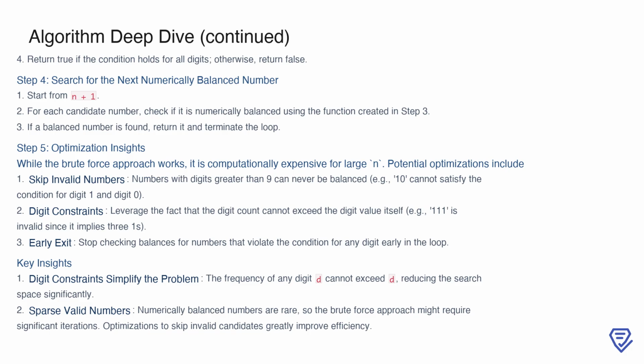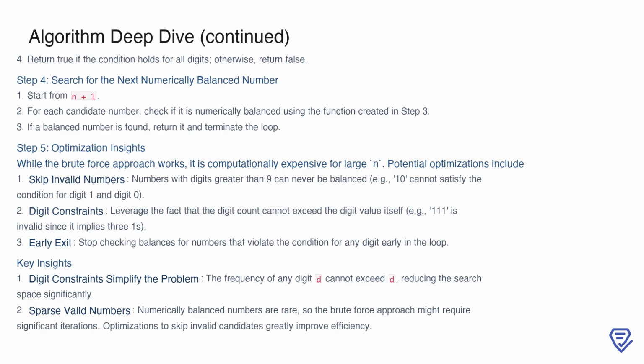Once we have a function to check if a number is balanced, we can use it in the search for the next numerically balanced number. Starting from n+1, we evaluate each candidate number. If a candidate is balanced, we return it and stop the search. While this brute force approach is straightforward, it can become computationally expensive for large numbers.